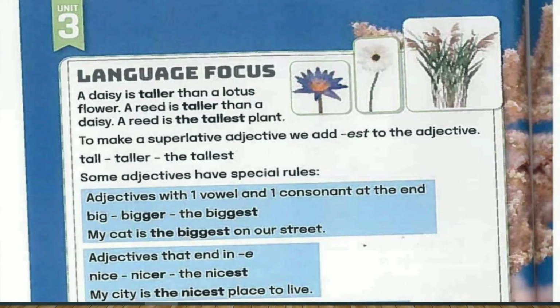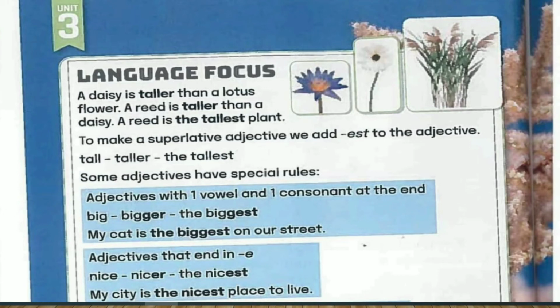And which is the tallest one? A reed is the tallest plant. Here, I choose only reed between flowers. So, to make a superlative adjective, we add est to the adjective. When I want to say that a reed is the tallest plant, I add est to the adjective and I put the before it.